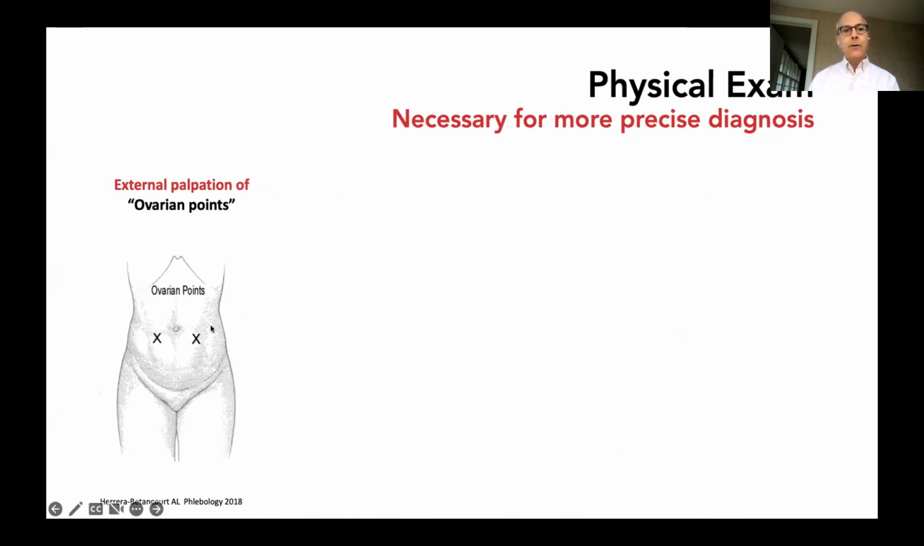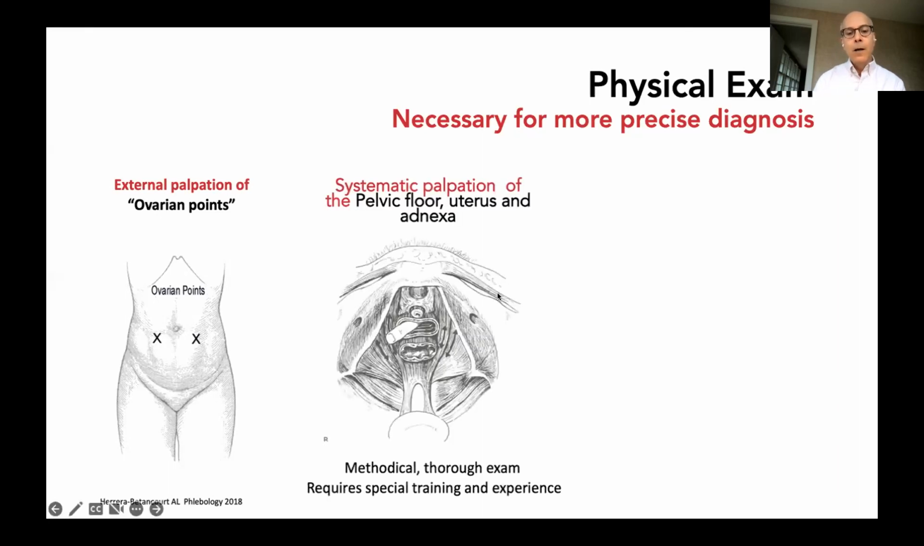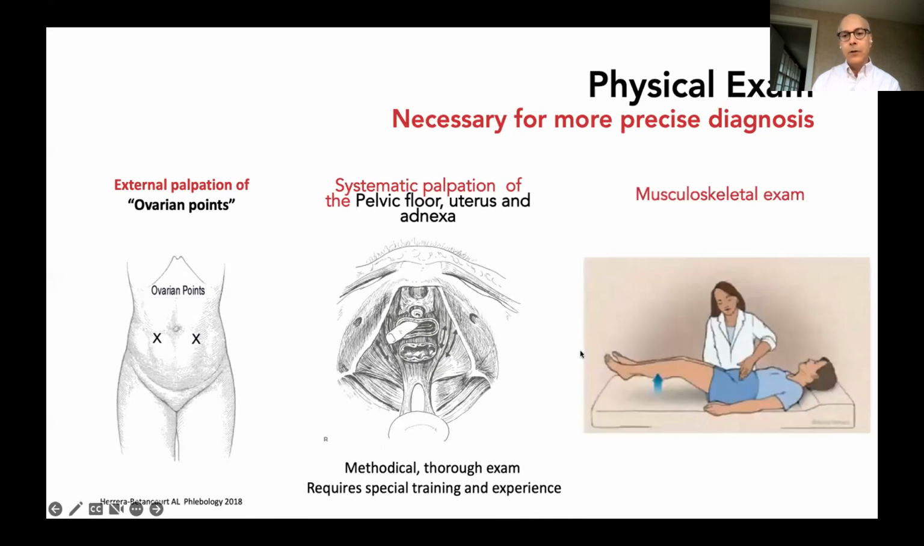But the external evaluation can identify parametrial discomfort by palpating over the ovarian points, a point one-third of the distance from the umbilicus to the anterior superior iliac spine. But to be complete, a true bimanual examination needs to be done with a very systematic, thorough examination of all the structures of the pelvic floor, as well as all the reproductive organs and colon and bladder. And this requires special training and experience, and is usually not something that most gynecologists do.